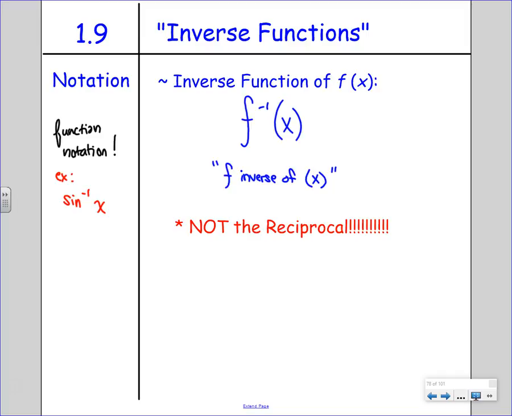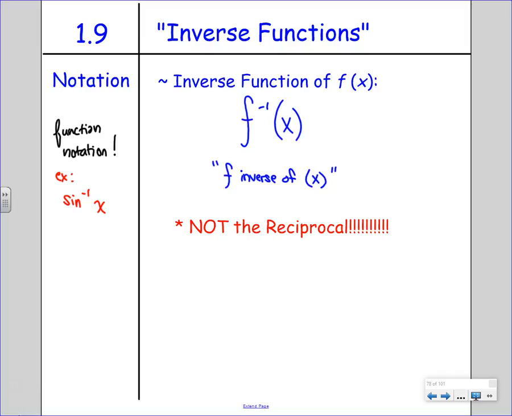But that's where it gets struggled, because you're like, oh, sine to the negative 1, that's 1 over sine, that's, if you remember, cosecant. Probably most of you didn't. But that's not cosecant, because the negative 1 is being written next to the function. It's sine of x, like f of x. If the negative 1 is being put next to the sine, this means sine inverse, the same way this means f inverse.